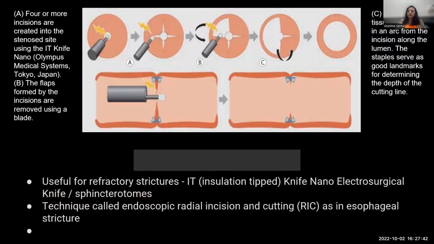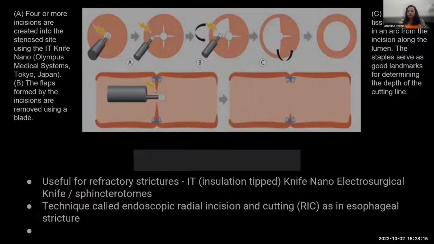This is about the use of insulated tip knives for refractory strictures, and this is the picture. Just like I mentioned in esophageal strictures, there were 8 incisions made, and in between, stricture lesions were cut and removed. The same is used for these colonic lesions. The radial incision and cutting here is used in 4 quadrants and the intervening mucosa is removed. Especially it is used for anastomotic strictures, so the metal clips can act as a guide up to which you can resect the mucosa.